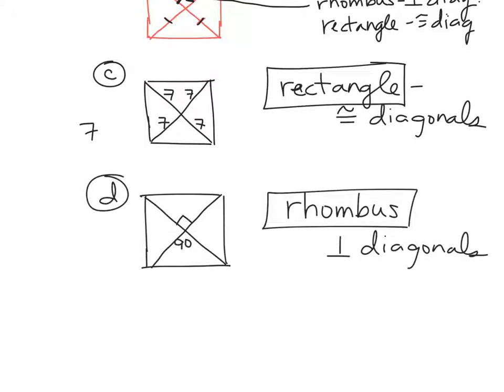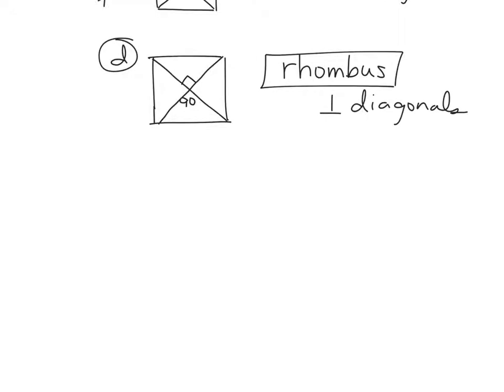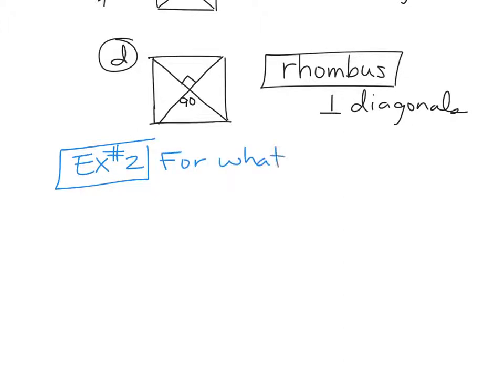Okay, so I have two examples where you need to find a value of x to make the figure whatever we're trying to make that figure be. And then I got one example where you're going to come up here and help me. At least 4 of you are. So we'll get there in a second. The question is this: for what value of x is parallelogram ABCD a square?